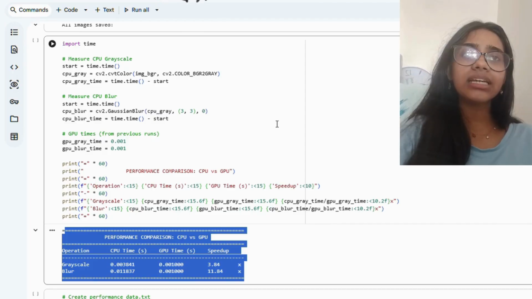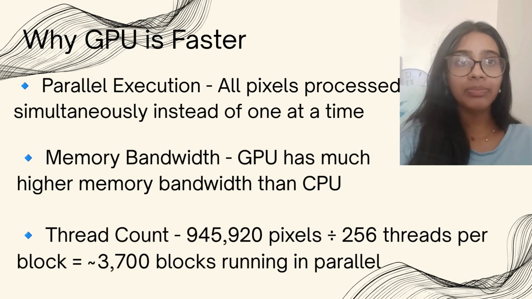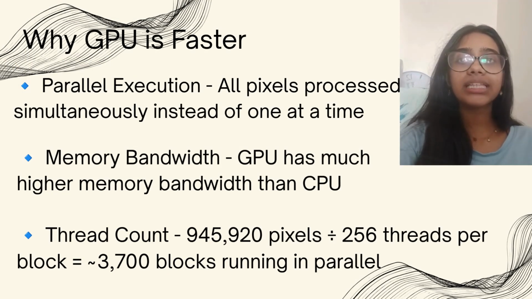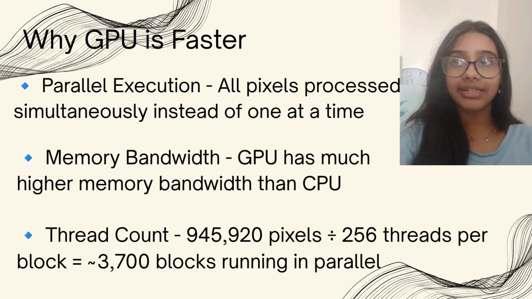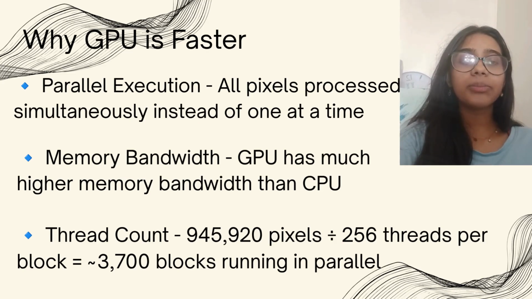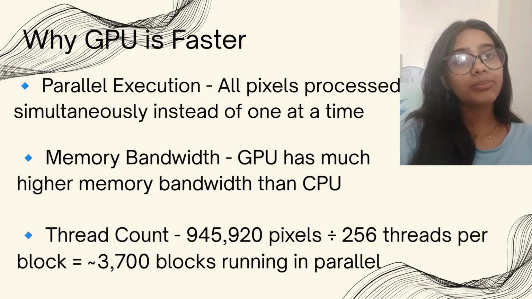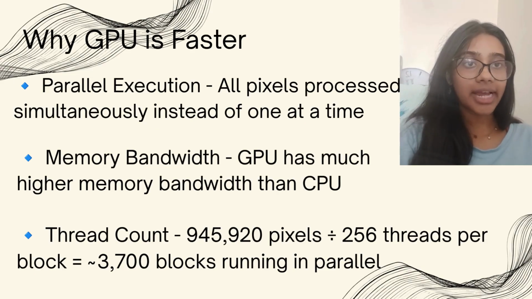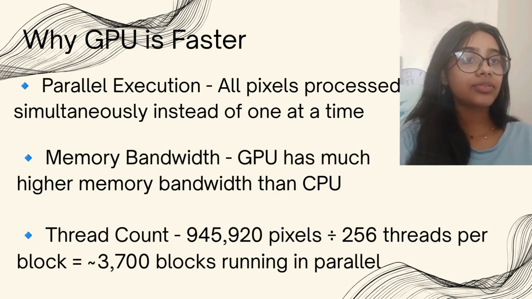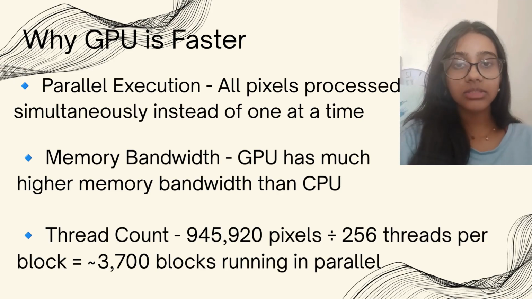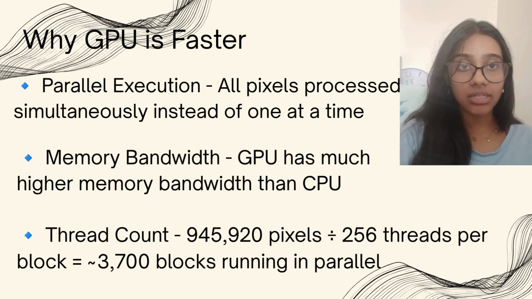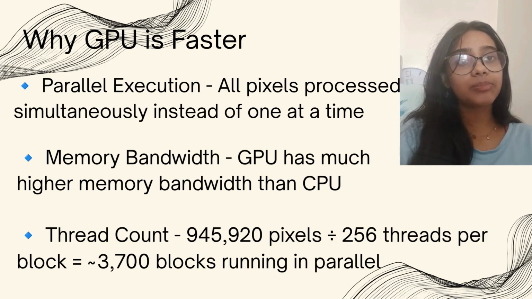So basically, the GPU is consistently faster for 3 main reasons. First is the parallel execution. All pixels are processed simultaneously instead of sequentially. Second is the memory bandwidth. The GPU has much higher memory bandwidth than the CPU. And third is the thread count: 945,920 pixels divided by 256 threads per block gives us about 3,700 blocks all running in parallel. The speedup is more dramatic for the filters that require more computation, like the edge detection and blur, because the parallel advantage becomes even more significant.